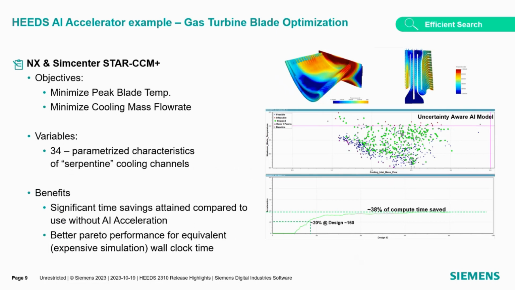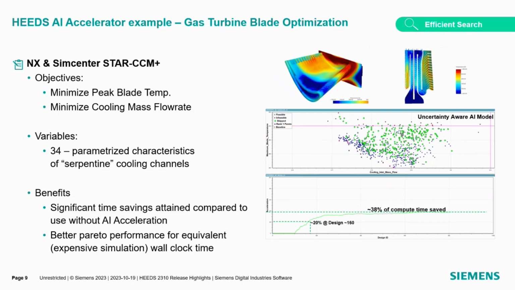We have done this also on very serious and complex cases. In this case, for example, we have a turbine blade that needs to be optimized for temperature. So we want to have a good trade-off between the temperature of the blade and the cooling inlet mass flow. Here the peak temperature should be as low as possible, and the cooling mass flow rate should also be minimized. These two things are conflicting, but we want to make sure that we can optimize the serpentine that is going through the cooling channels to minimize these objectives.